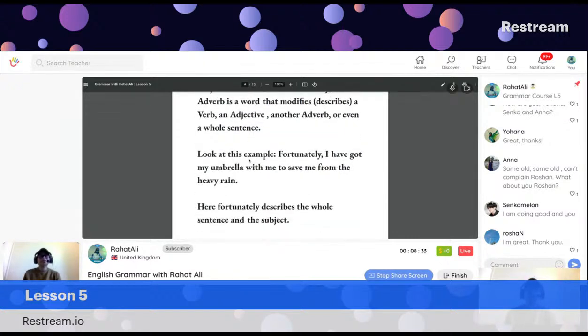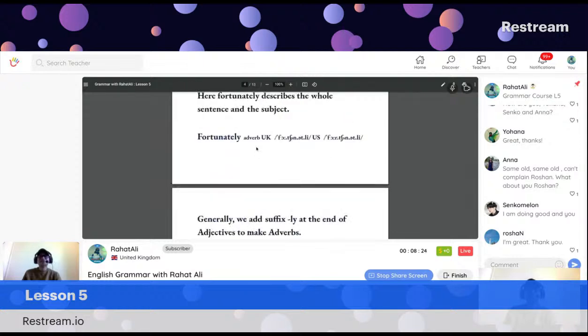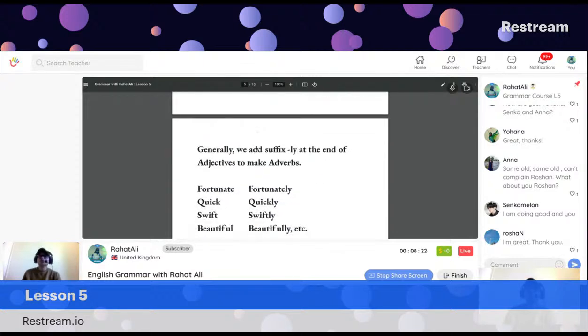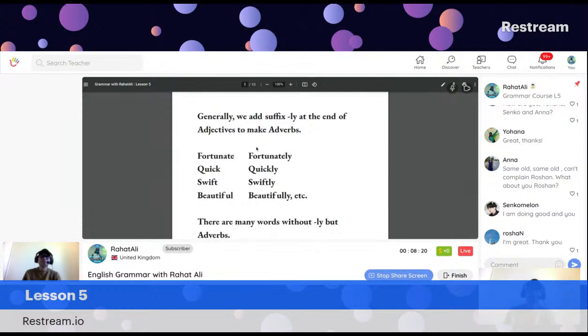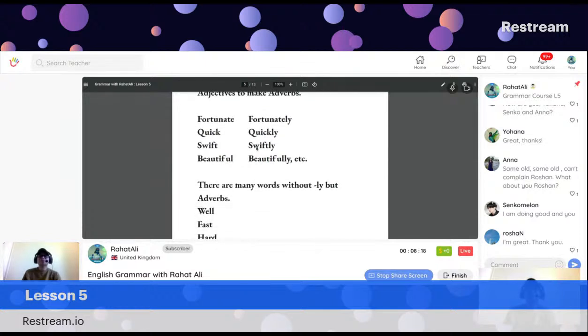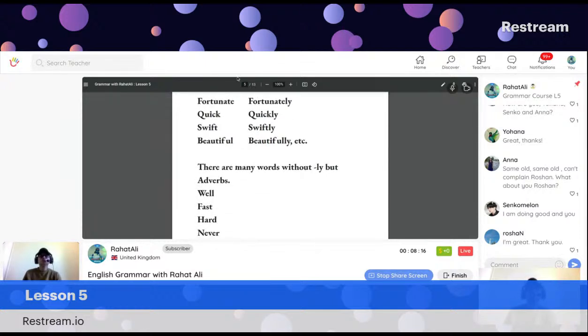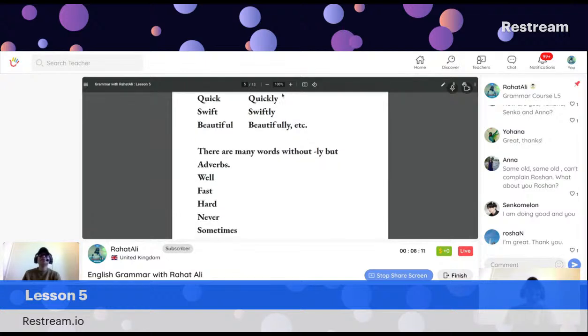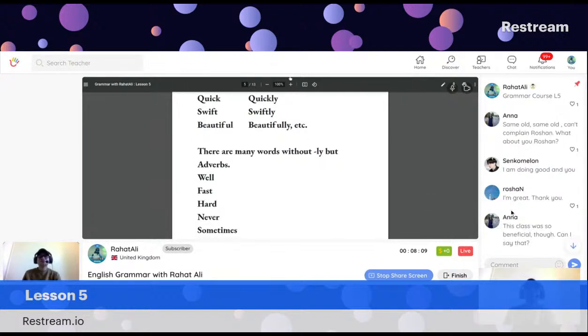Okay, and in most cases we make adverbs by adding "ly" as a suffix after adjectives. So quick, quickly; swift, swiftly; beautiful, beautifully. But there are hundreds of adverbs which do not have "ly", but they're adverbs too. For example, well, fast, hard, never.